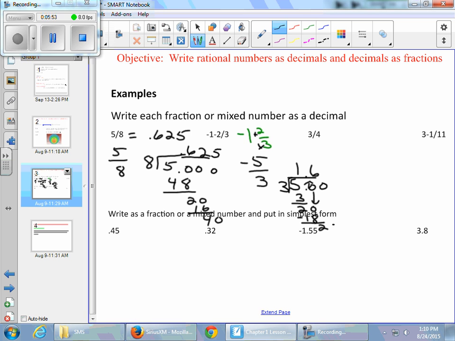And drop down a 0. And once again, we have our 20. So it'd be a 6 again. We'd have 18. And as you see, we're going to have repeating. So we just put a line over that. So -1 2/3 is -1.6 repeating.